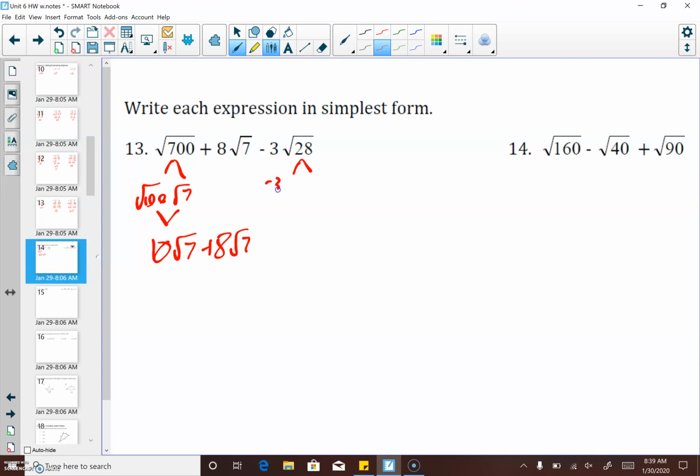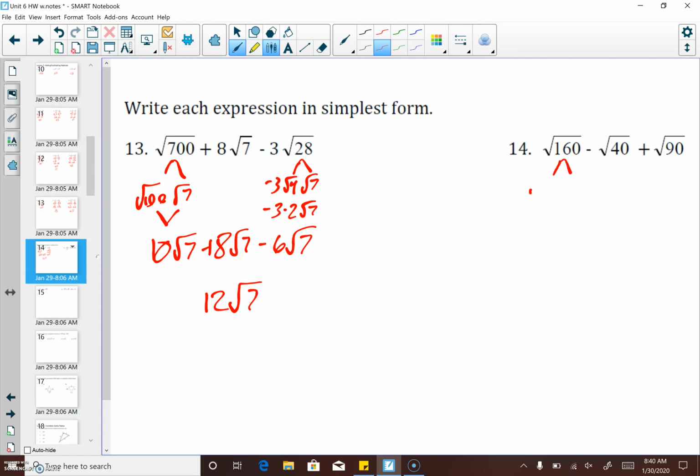So then we get negative 3 and then square root 48, which is 4 square root 7, excuse me. And we get negative 3 times 2 square root 7, which gives us negative 6 square root 7. So now they're all square root 7, so 10 plus 8 is 18. 18 minus 6 is 12 square root of 7.